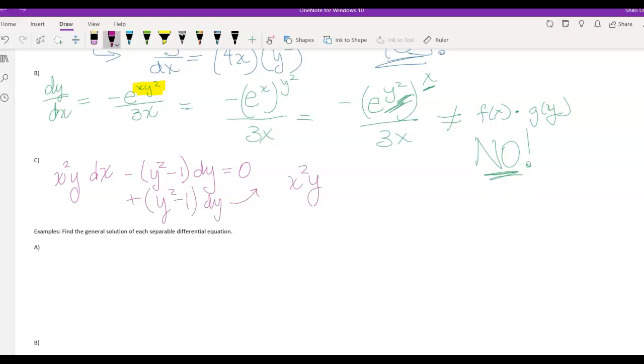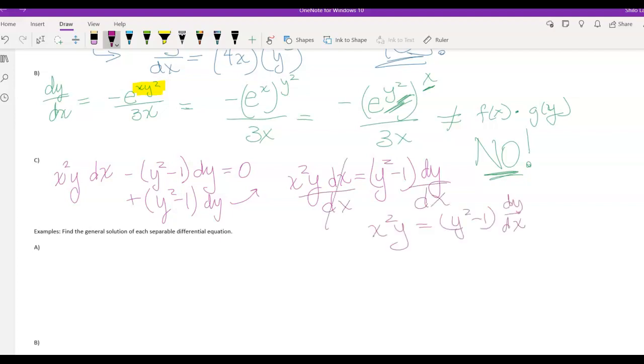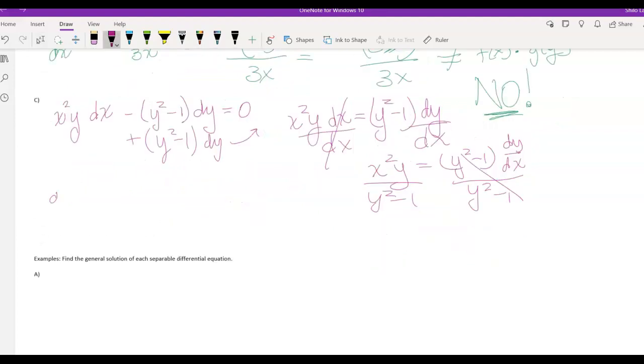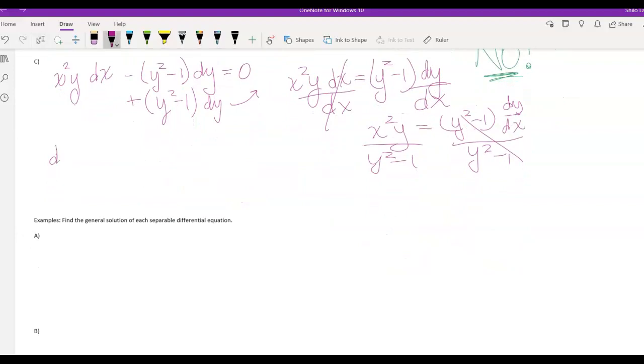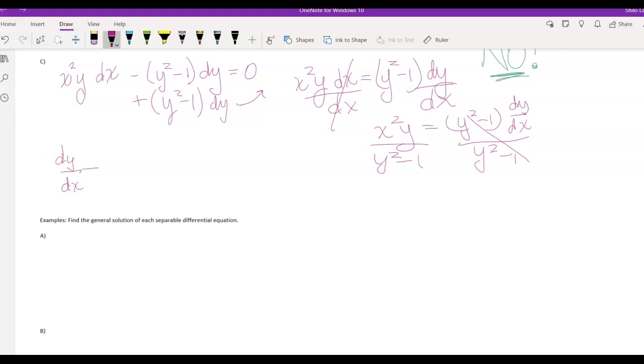So I've got x squared y dx equals y squared minus 1 dy. And we want to see dy over dx, so I'm going to divide my dx over, and we want the dy dx by itself, so I'm going to divide the y squared minus 1 over. And what we get here, and I'm going to switch who's on each side, which algebraically is perfectly legal. We've got dy dx equals x squared y over y squared minus 1.